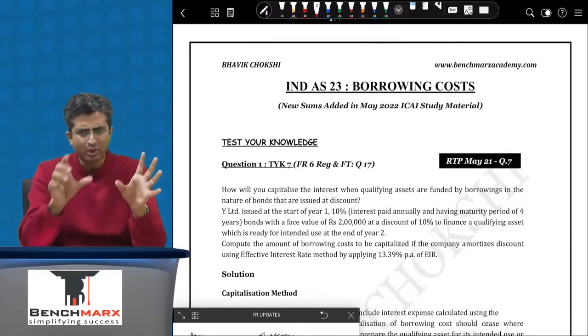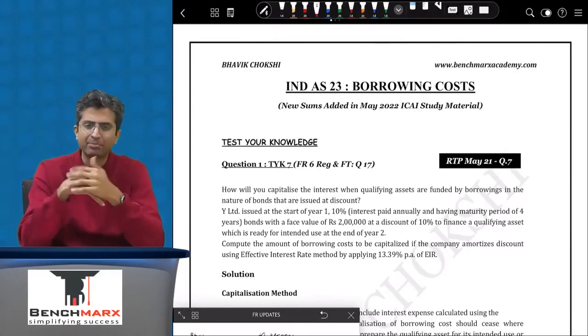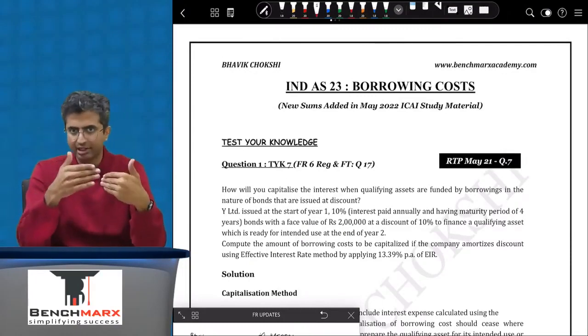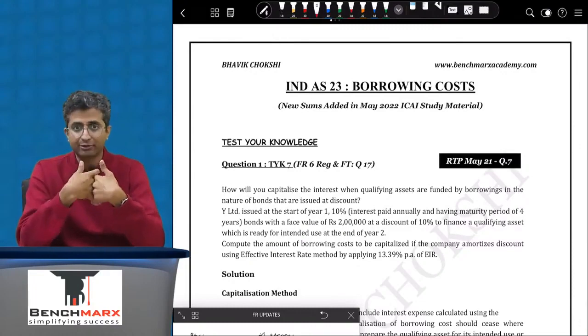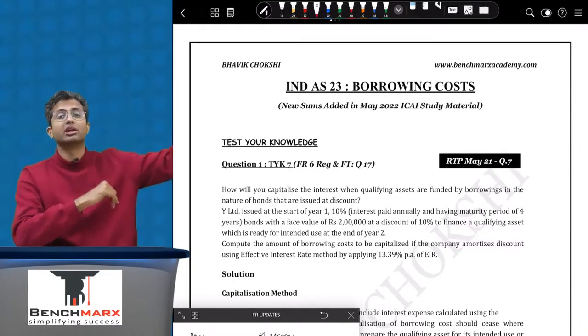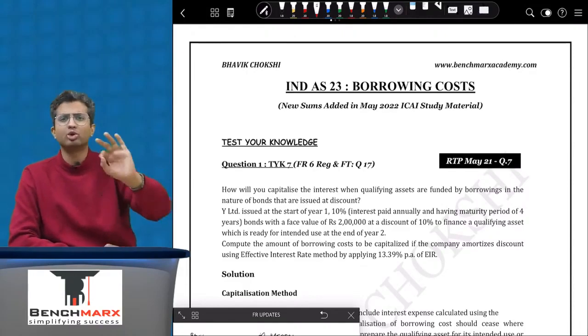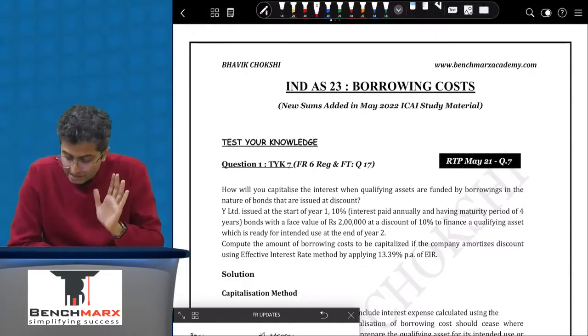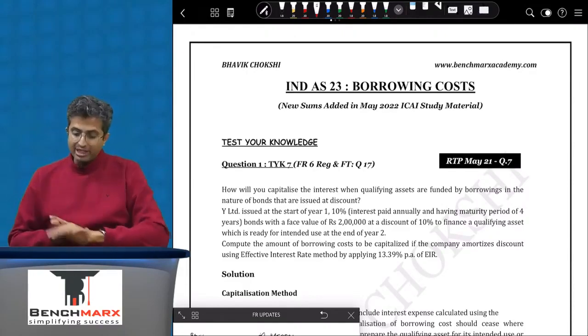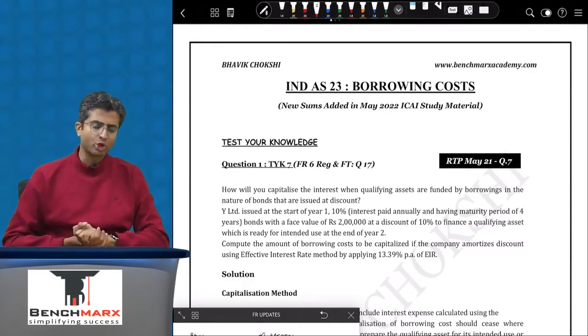Apart from that, in lease there is one more change in the amendments, whereby the last date for availing the practical expedient rent concession, which was earlier 30th June 21, is now amended to 30th June 2022. That is it. Okay, next you have Ind AS 23, which is on borrowing cost.